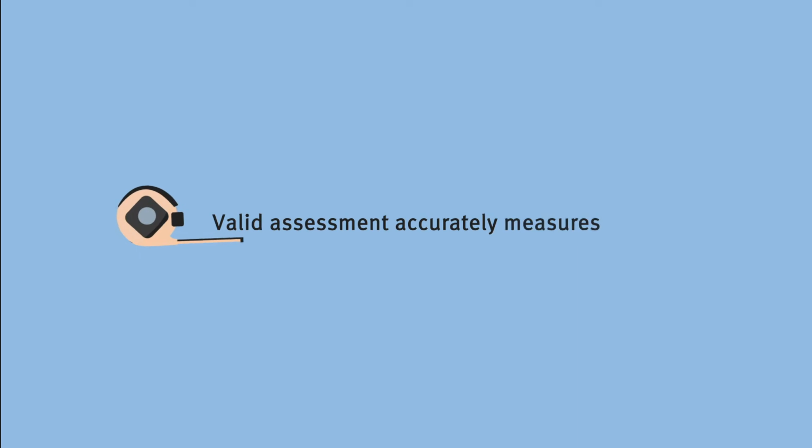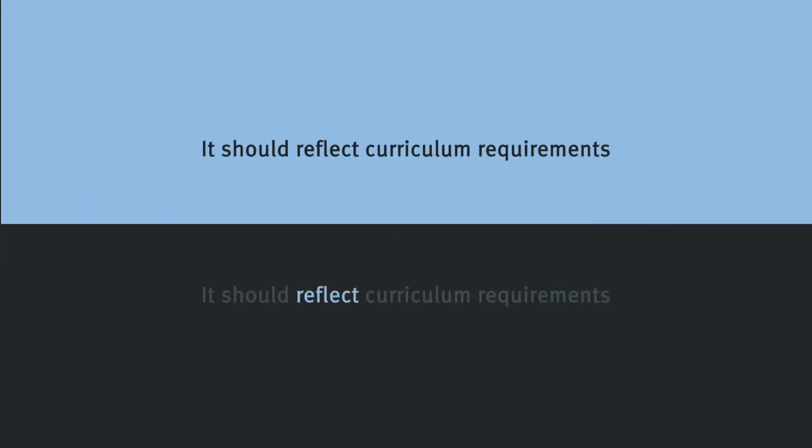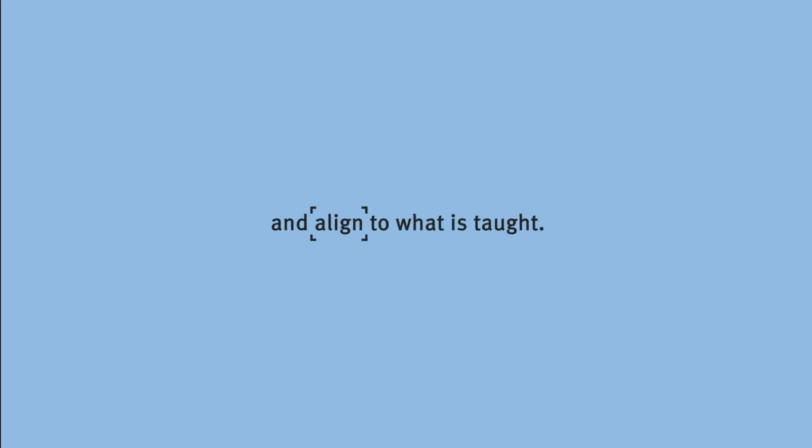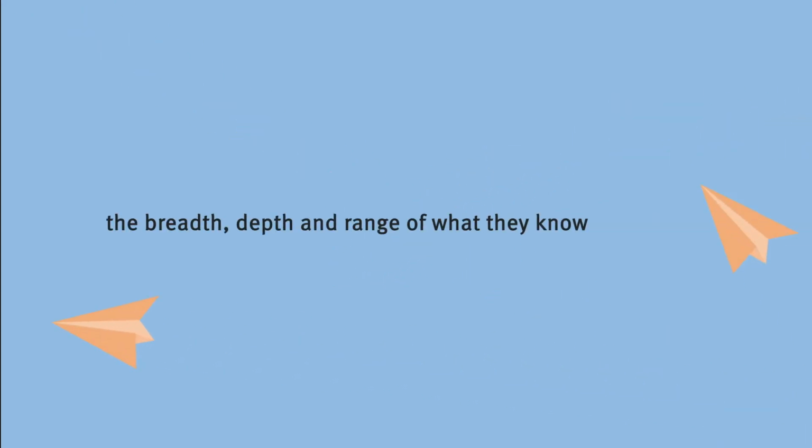Valid assessment accurately measures what it sets out to measure. It should reflect curriculum requirements and align to what is taught. Valid assessment uses tasks that reflect the knowledge, understanding, and skills of the learning area. Realistic context invites students to demonstrate their breadth, depth, and range of what they know and can do.